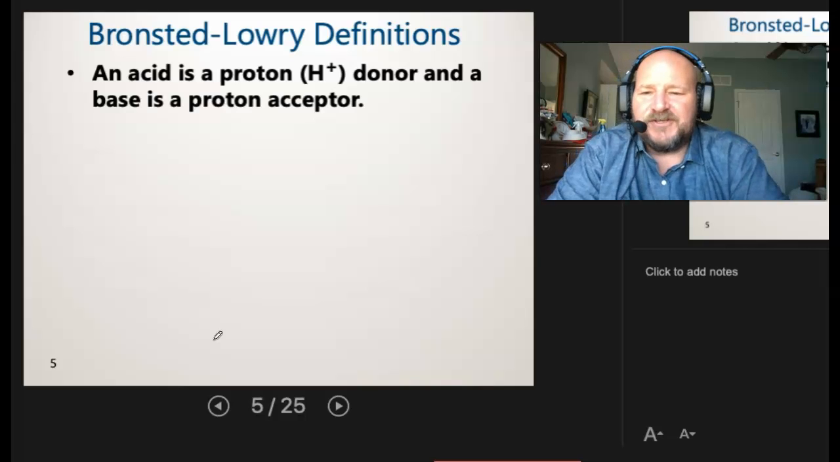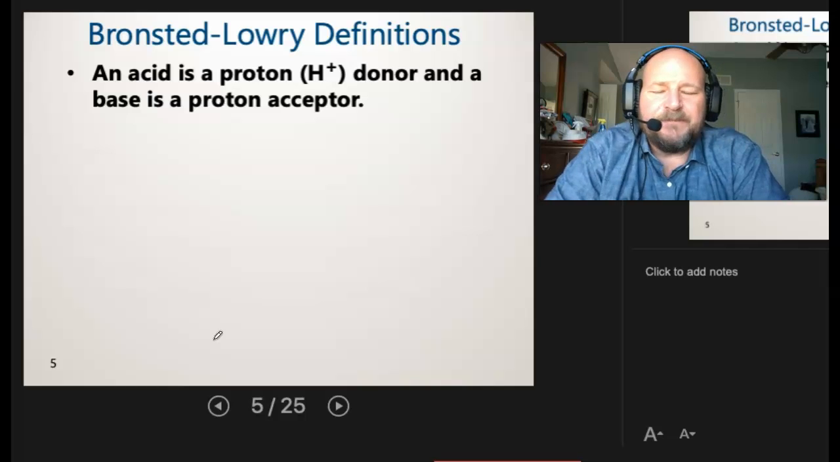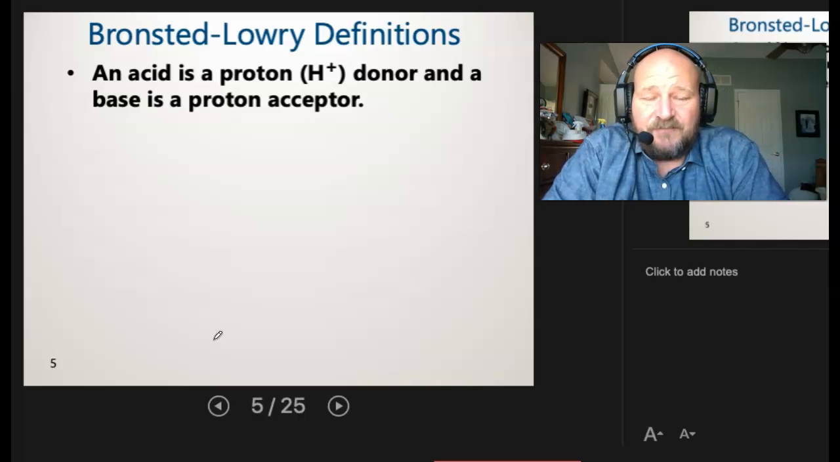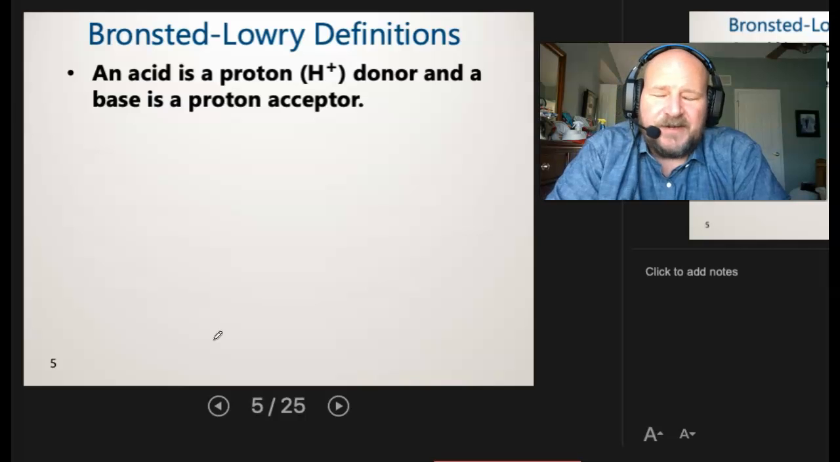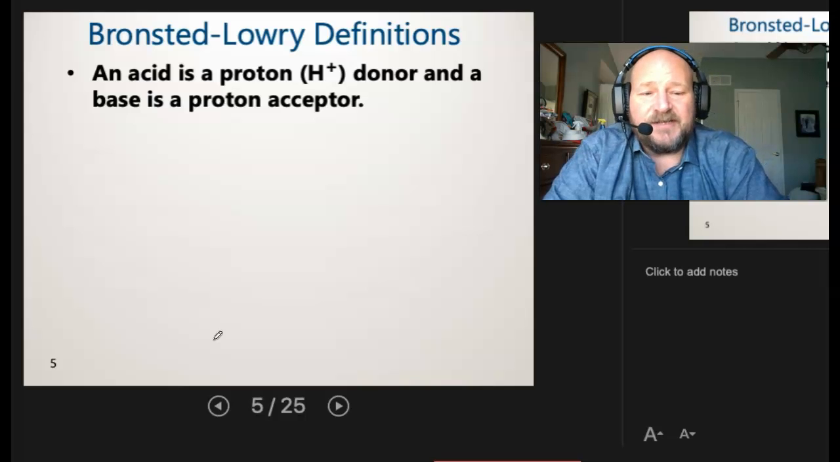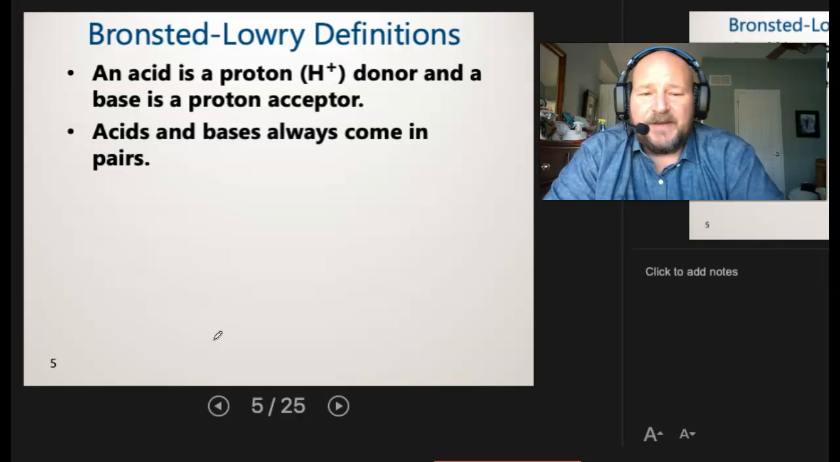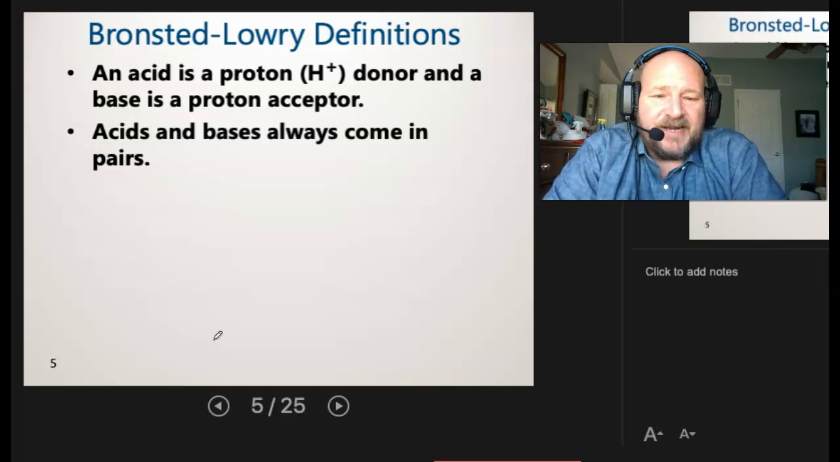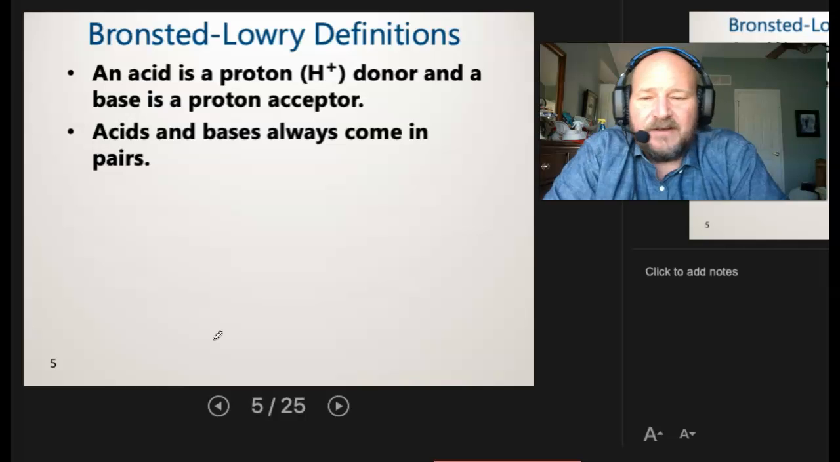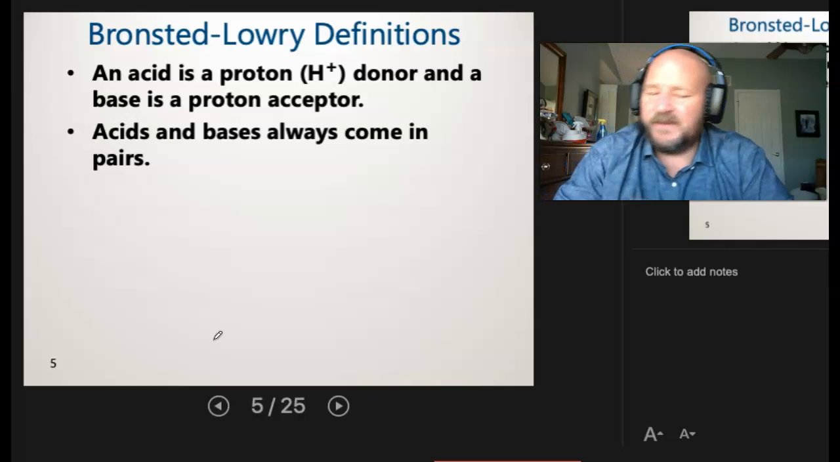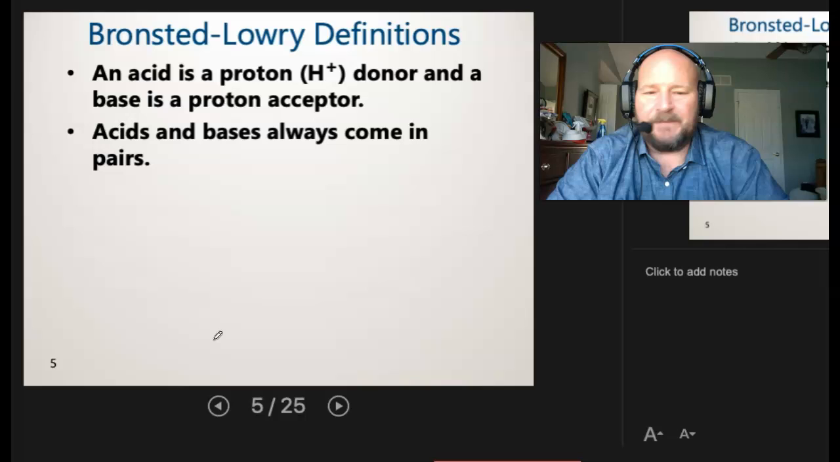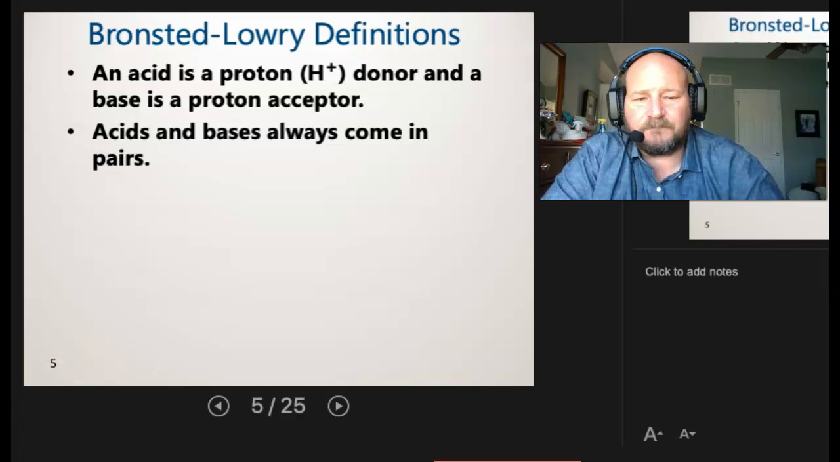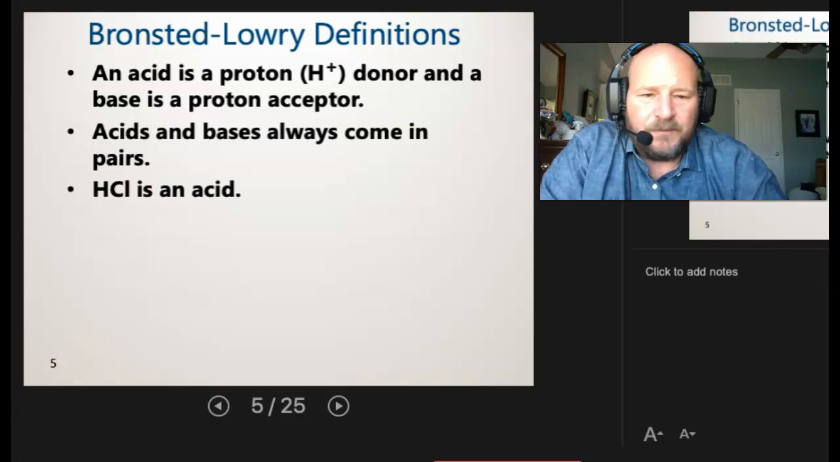So by their definition, we have an acid as a proton donor, and a base will be a proton acceptor. And so while a hydroxide readily accepts a proton, there are plenty of other bases that will also accept a proton that are not hydroxide. So Bronsted-Lowry basically says that acids and bases then have to come in pairs. So if we have something giving away a proton, we have to have something there that will neutralize or accept that proton. So for instance, HCl would be a strong acid.